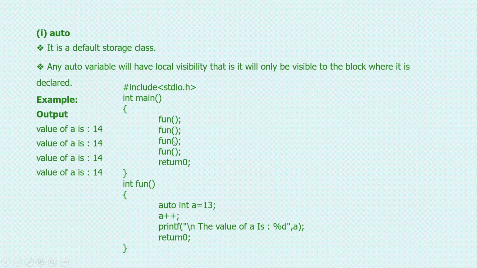When we call it in another function, again, when we call it repeatedly, the new value will be initialized. So separate copies will be created for each function call. This is the auto storage class. Any auto variable will have local visibility. That is, it will only be visible to the block where it is declared.